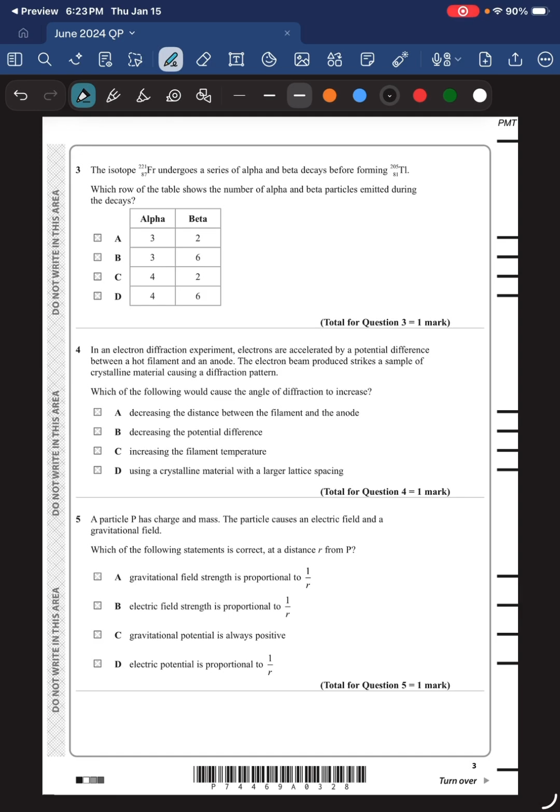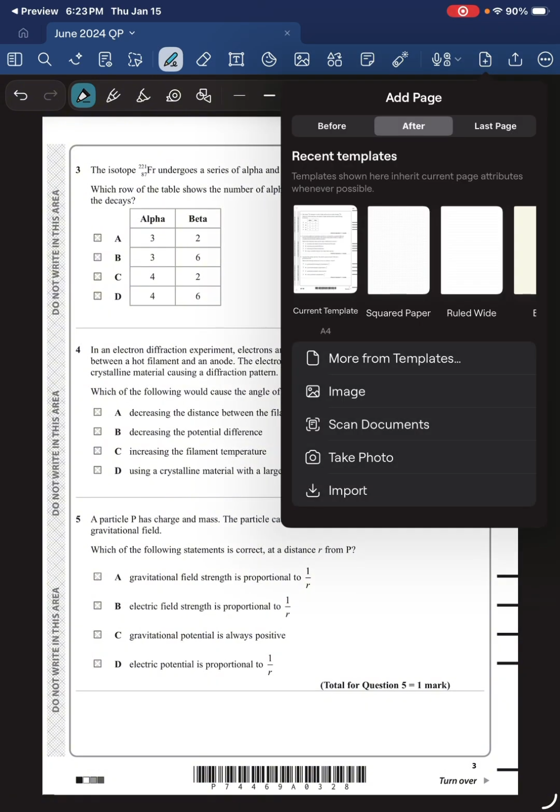Okay, question 3. The isotope francium 221 is the mass number, and 87 is the atomic number, the proton number, okay? Undergoes a series of alpha and beta decays before forming thallium 205. Okay, which row of the table shows the number of alpha and beta particles emitted during decays? Okay, so for this one, maybe I will use a clean page.